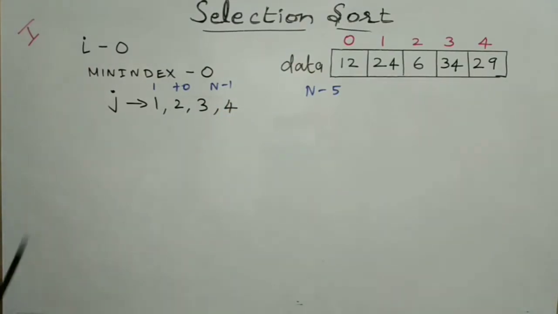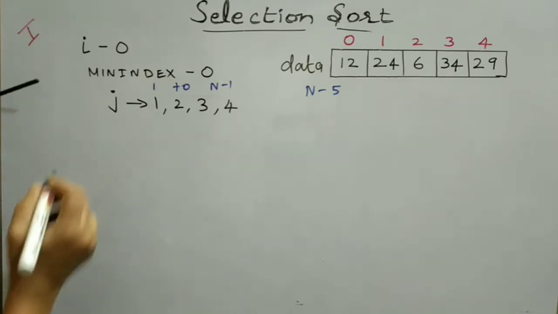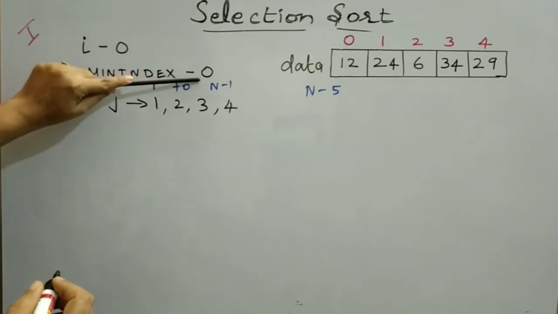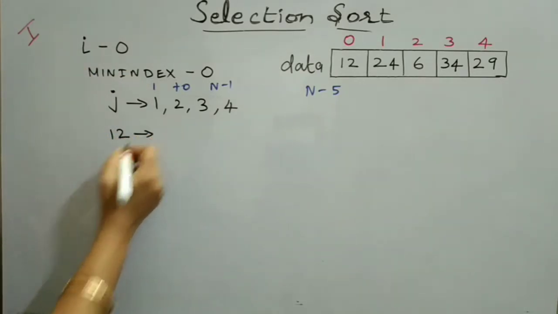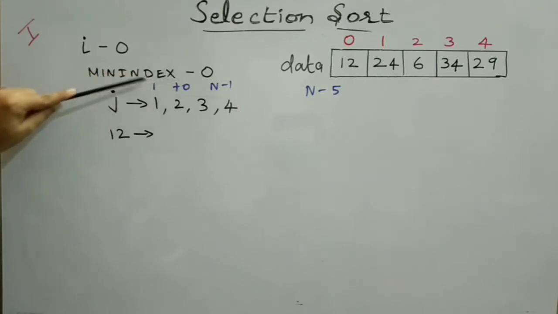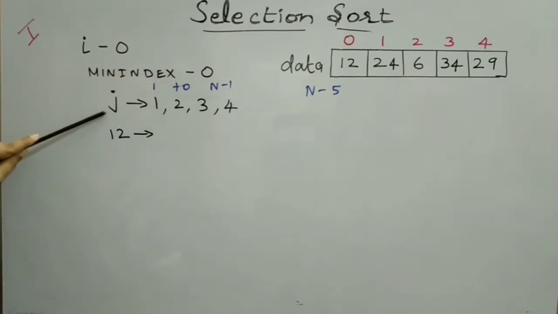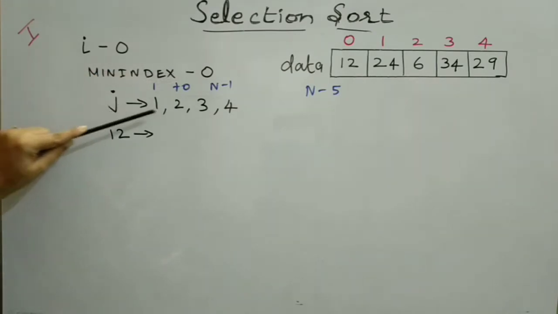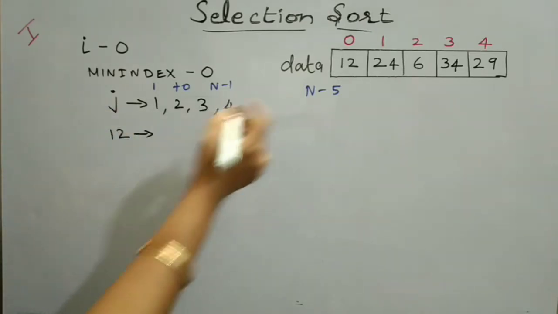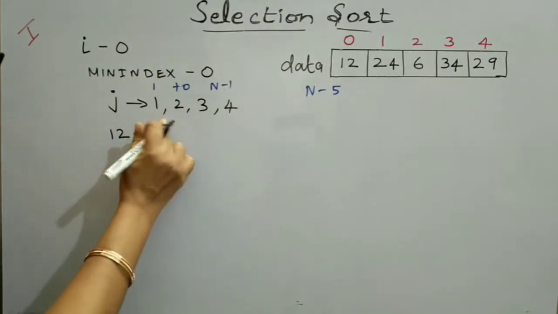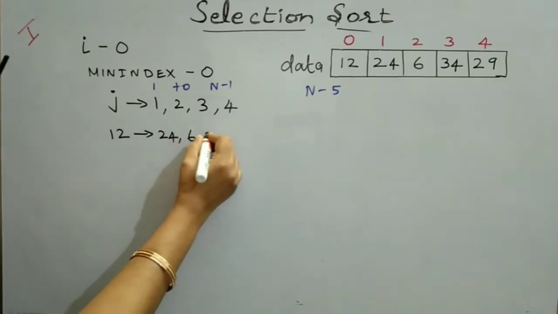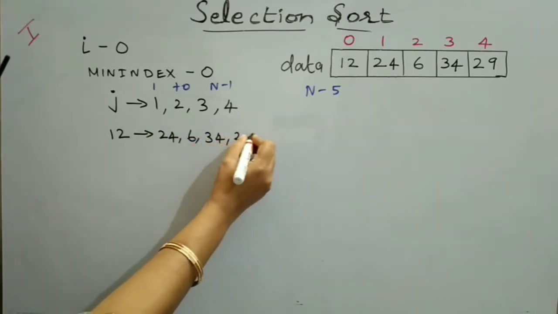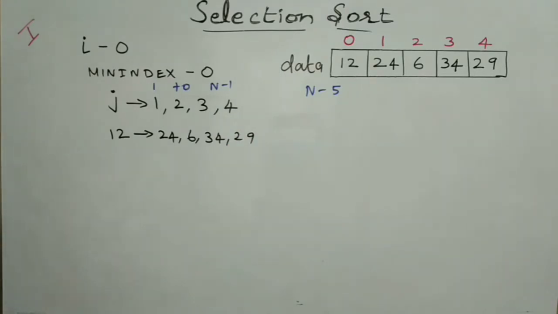Then start the comparison procedure. In the comparison procedure, take the element in the minimum index position, that is 12. 12 is compared with the elements in the subsequent index positions 1, 2, 3 and 4. The subsequent elements in the index positions 1, 2, 3, 4 are 24, 6, 34 and 29. So what is the comparison procedure?